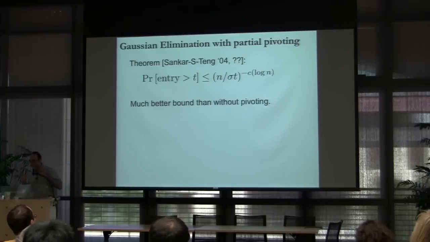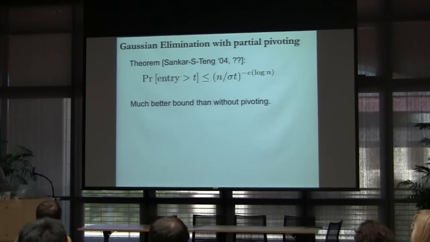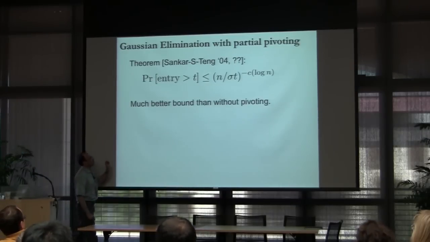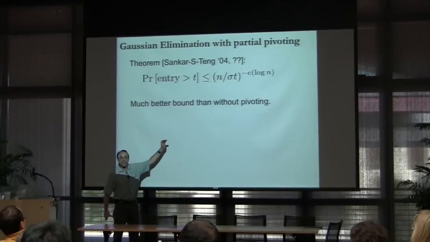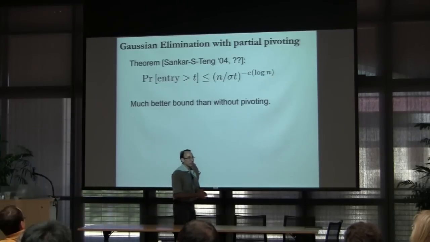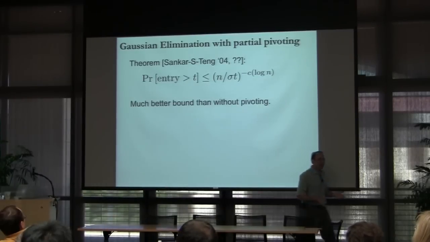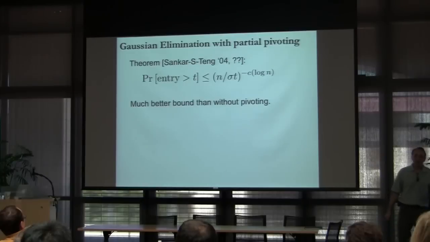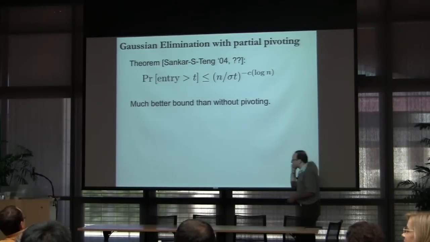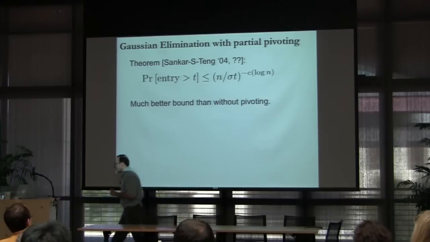But at least this is much, much better than the case without pivoting. So this might be some argument that at least we understand, in the smooth model, Gaussian elimination with partial pivoting is much better than without pivoting. And that does agree with our knowledge that you want to use this algorithm rather than no pivoting. So the probability of getting big entries grows very small.